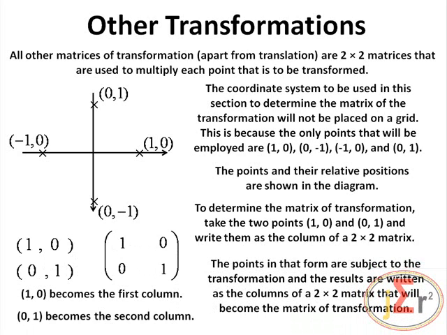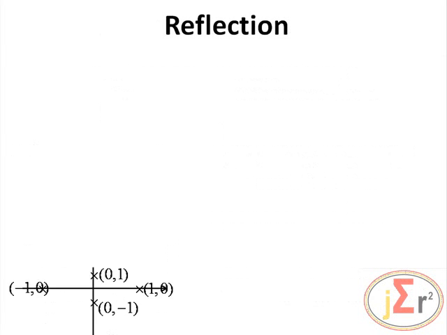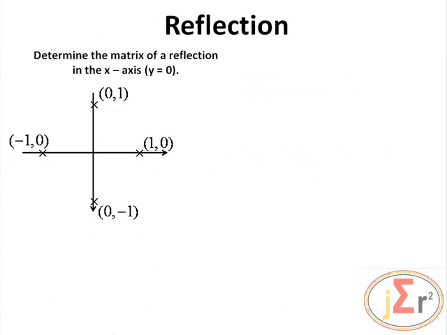The points in that form are subject to the transformation, and the results are written as the columns of a 2 by 2 matrix, and that matrix will become the matrix of transformation. That might be a little abstract, but we are going to put it into reality and see what it means. Now our first task is to determine the matrix of our reflection in the x-axis, and the x-axis has equation y is equal to 0.